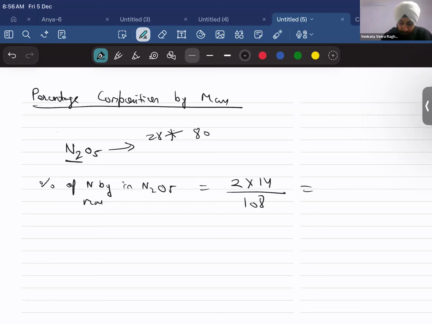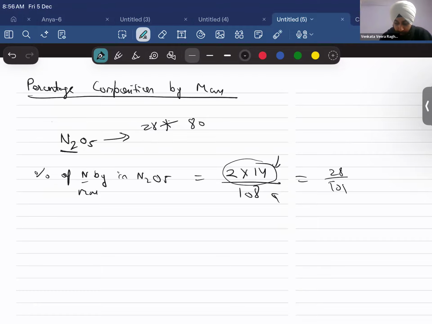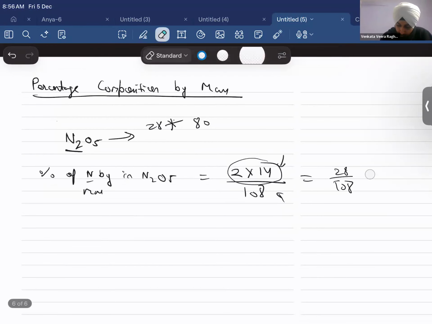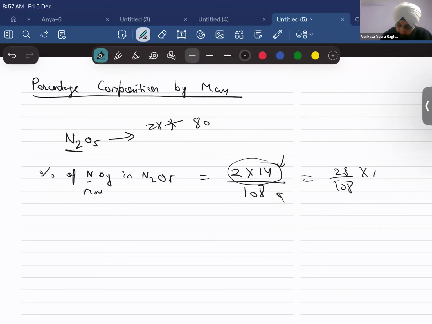So you are dividing mass by mass. It will give you the percentage by mass of any substance. You want to find it for N, put the mass of N in the numerator and divide by the total mass. You will get 28 by 108. And multiply it with 100 also, because you want to find the percentage. You will get the answer in percentages.